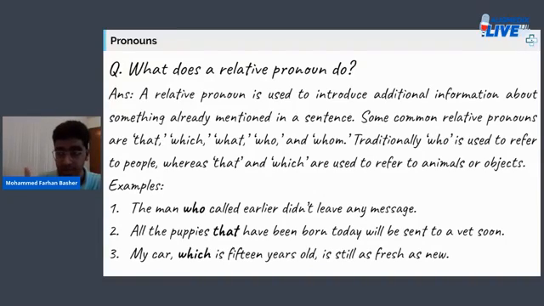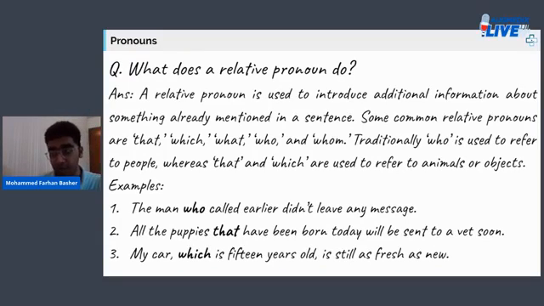So how do you do so? You do so with the help of a relative pronoun. Why a relative pronoun? Because this pronoun is relating, bringing in more information in this sentence, right? So the man who called earlier didn't leave any message. All right. Number two, all the puppies that have been born today will be sent to a vet soon.